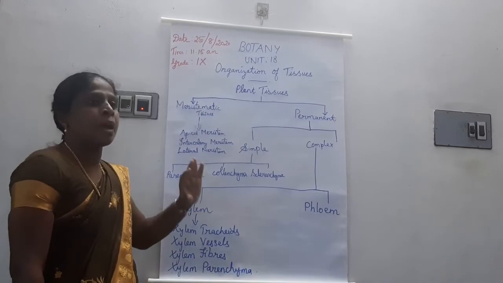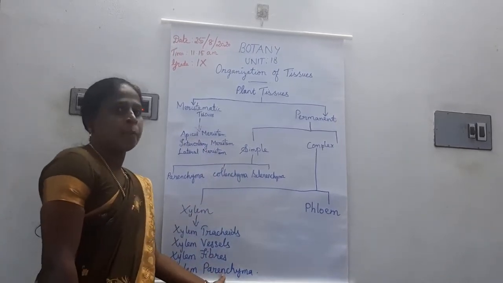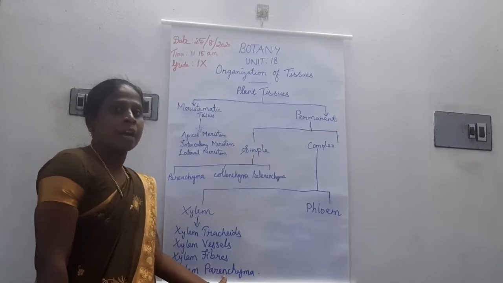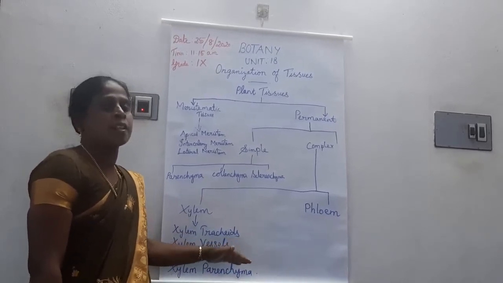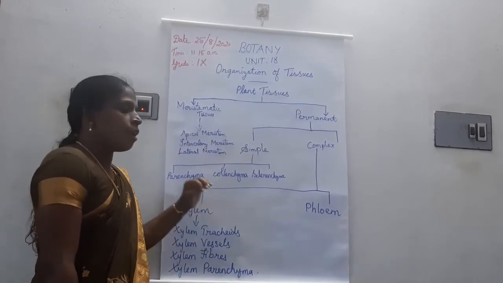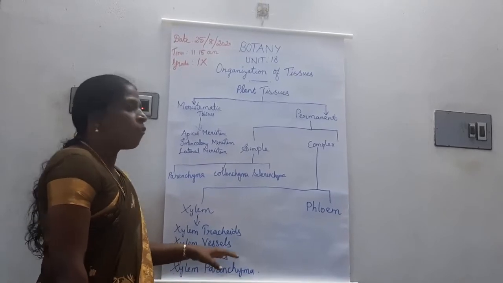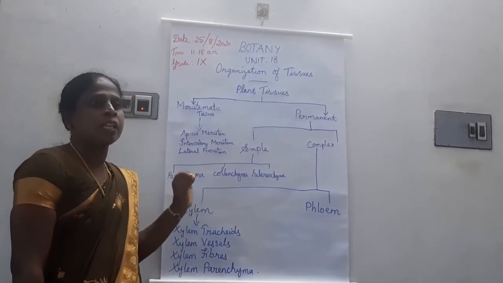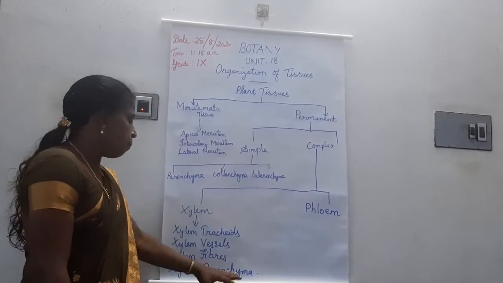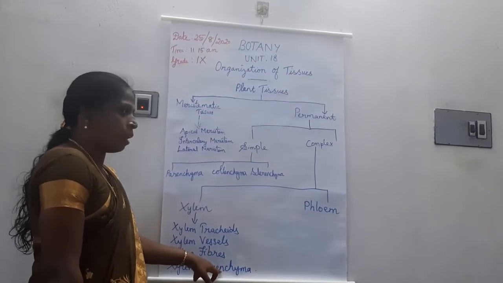It consists of the parenchyma tissue along with the xylem, and it is called xylem parenchyma. The xylem parenchyma consists of living protoplasm, so these cells are living cells. What is the function of this xylem parenchyma? It is helpful for storing food materials, that is, it can store starch and fatty materials. These are the functions of xylem parenchyma.